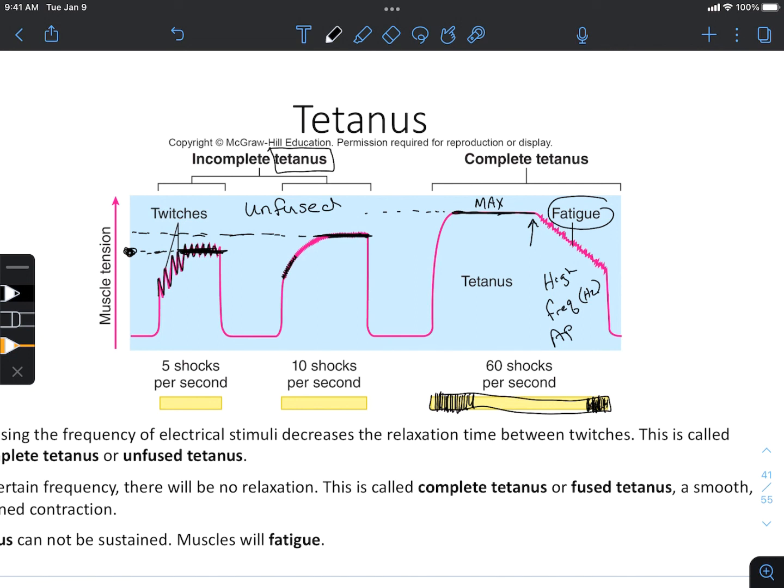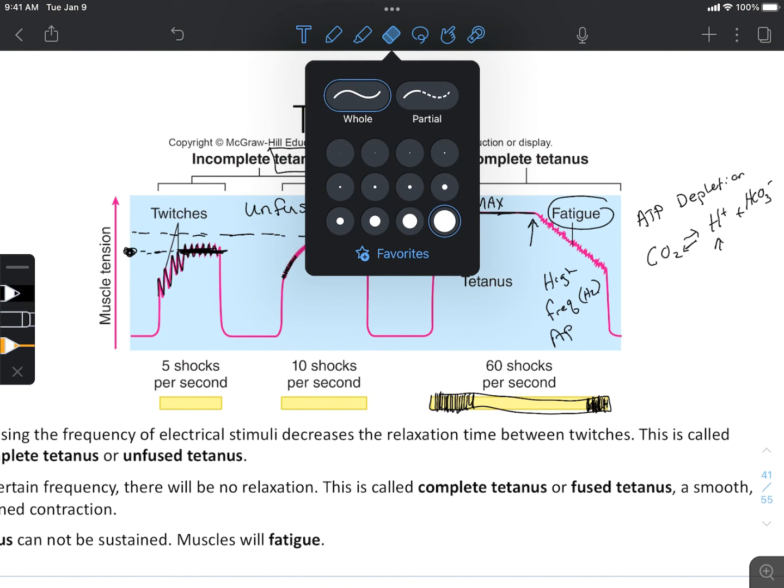And so while the action potentials might continue, we're fatiguing. And what's happening there is that we're depleting our ATP sources. Carbon dioxide is building up in the muscle tissue and surrounding areas, which is converted into acid. Actually, it makes acid plus bicarbonate ion. But it's the acid that is creating problems because it's going to change the pH of the surrounding environment.